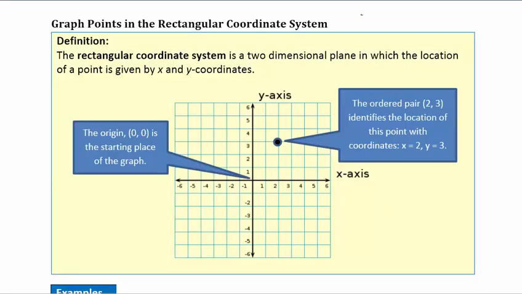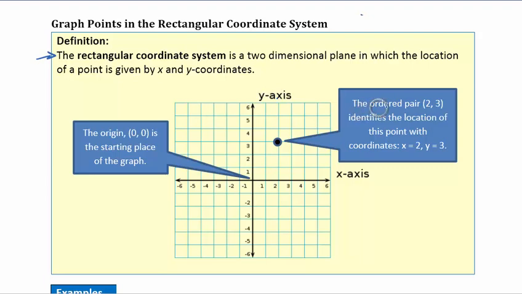We'll take a look at a definition here. The rectangular coordinate system is a two-dimensional plane in which the location of a point is given by an x and y coordinate. So basically we have this two number line set. We have one number line going horizontally. We call that our x-axis. That gives us one dimension. Then we have another number line going vertically. That gives us our second dimension, and we call that one the y-axis.